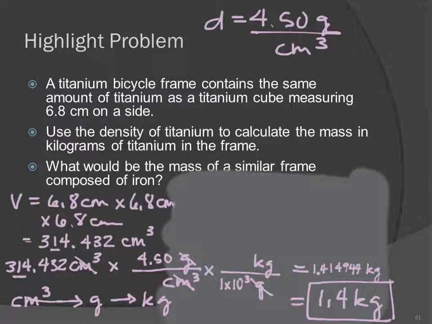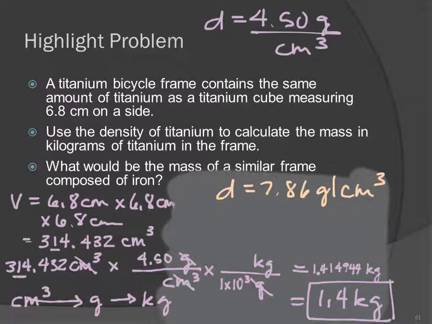There's another question. What would the mass be of a similar frame composed of iron? We need the density of iron. Can somebody tell me what the density of iron is? 7.86. Okay, so we'll make this a different color. We'll make this orange. So the density of iron is 7.86. Did I remember that correctly? Okay.